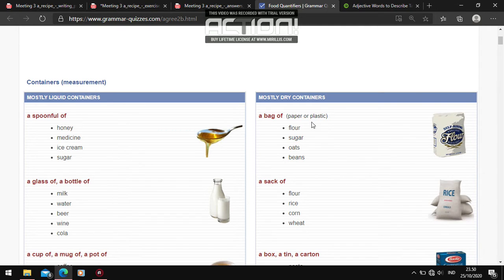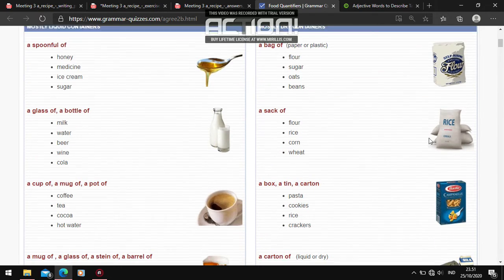Nah, bilangnya a bag of flour, a bag of sugar, a bag of oats, a bag of beans. Jangan heran, ini 1 tas tepung. Nah, kok 1 tas? Tapi itu bahasanya gitu, ya, a bag of flour. Biasanya using paper or plastic. Ini bahannya paper or plastic.